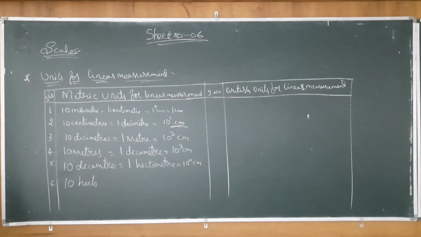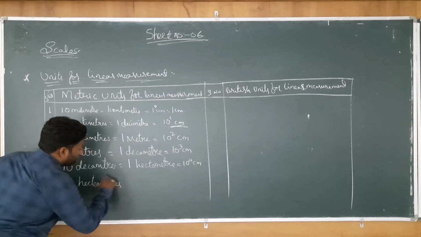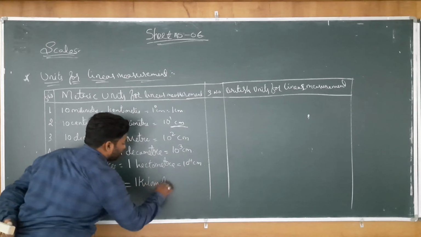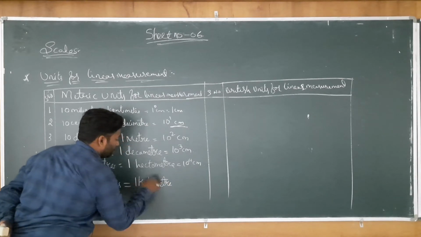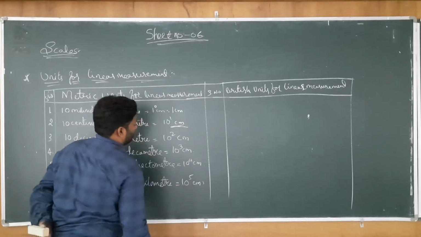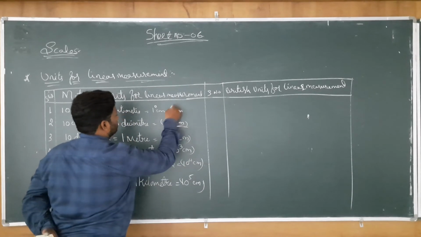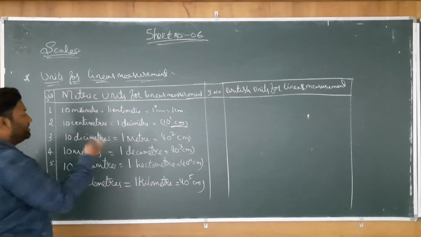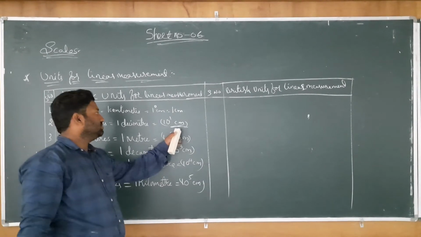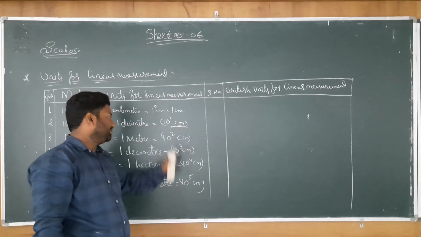10 hectometer is equal to 1 kilometer. 1 kilometer is equal to 10 to the power of 5 centimeters. So, always we have to remember that whatever the value is, either it may be decimeter, meter, decameter, or hectometer, we have to convert that value into centimeters.